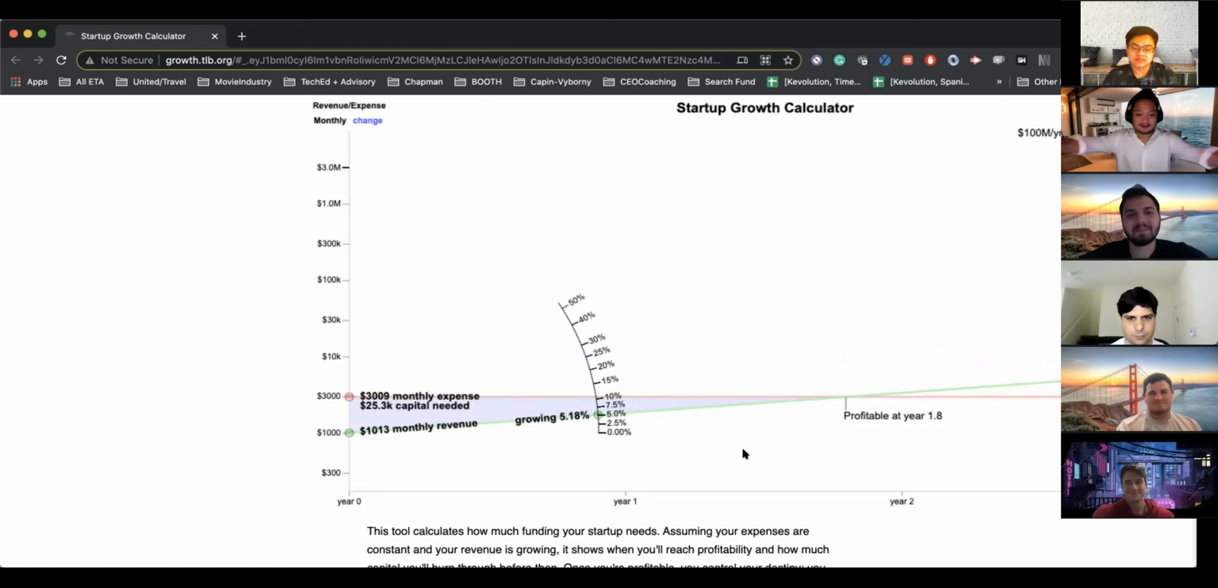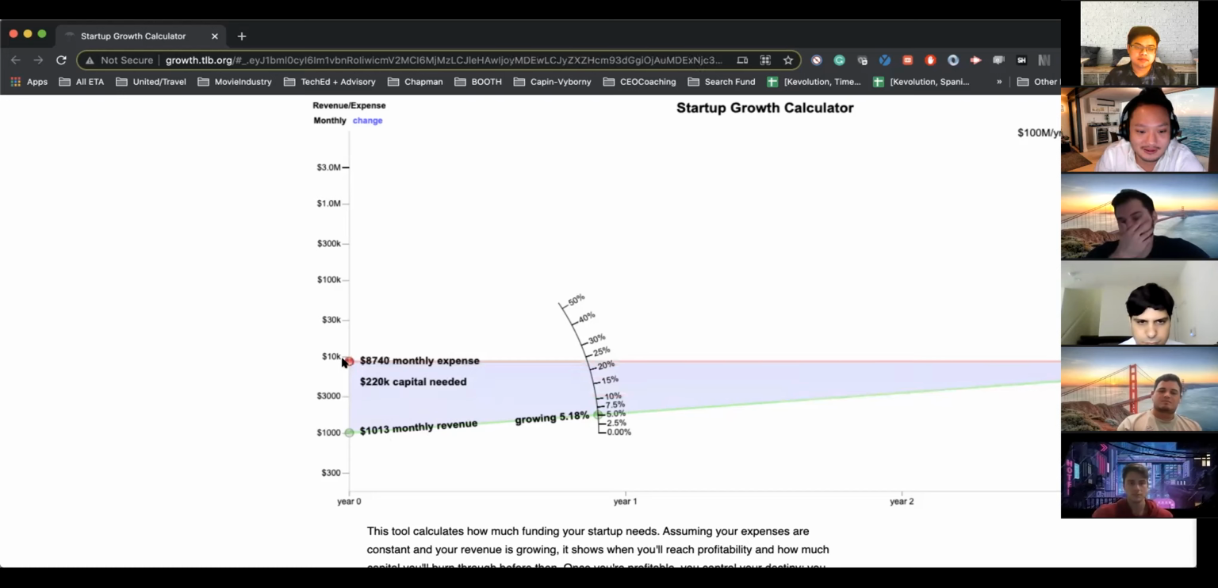So you could see here, to bridge this gap of spending 3,000 a month, he's going to need about 25K in capital until he breaks even at 1.8 years. So if you come up with a business where you're only spending 3,000 a month, but you're growing at a little over 5%, and you're generating revenue at this rate, you'll break even at 1.8 years. So you only need 25K for this business. This is a pretty cool tool. I mean, you can change this to an annual amount as well.